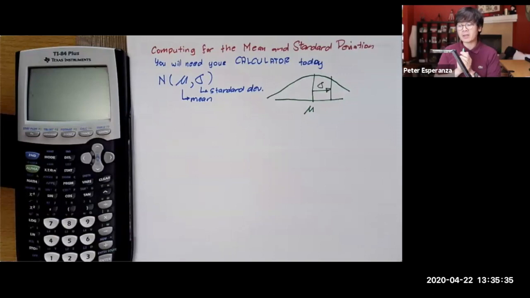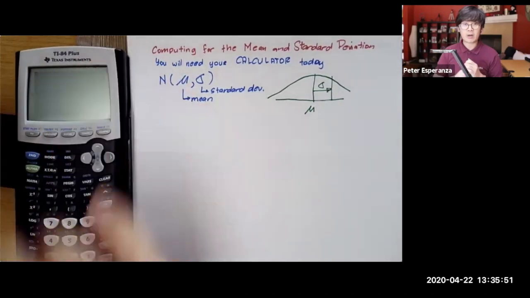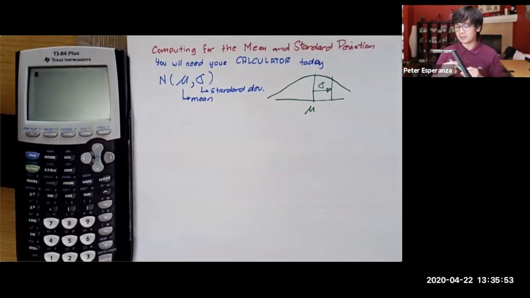mean. So anything above the mean is going to have a positive z-score, and anything that has below the mean is going to be a negative or below average value. So for today, we're going to be calculating for the mean and the standard deviation. And the reason why we need our calculator is because the formula for finding the standard deviation is not as easy as calculating for the mean.